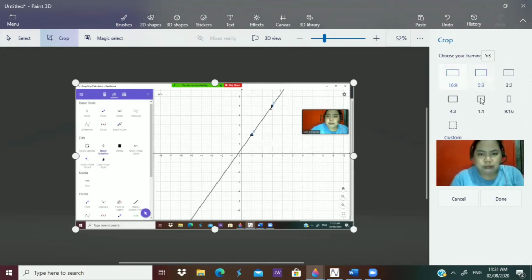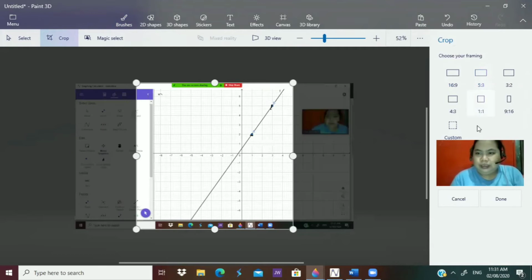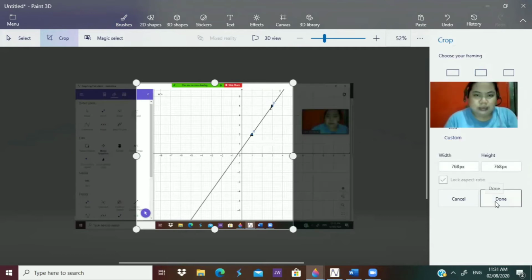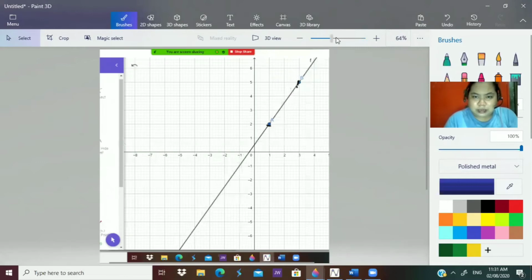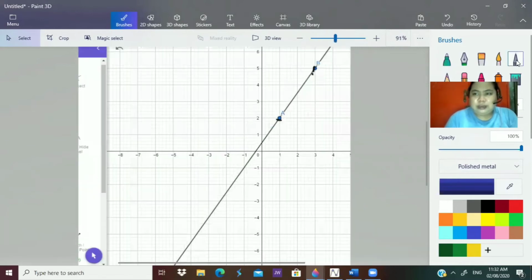I think ito. Ayan, pwede na yan. Tapos, okay, done. Kasi ang gusto ko lang naman is magawa yung ginawa natin last time. Okay. So, pagka pinlat naman natin ito, ganito po yung itsura niya.